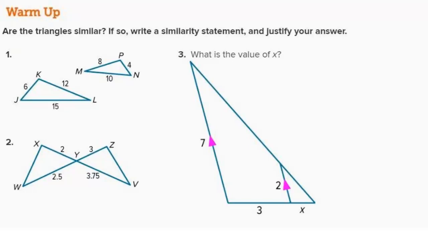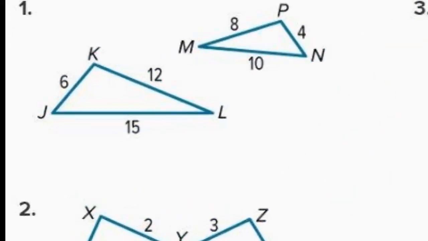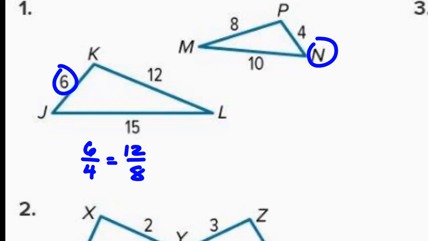All right, so number one, are these two triangles similar? Did it come out to be similar or no? Yes. We match up smallest side with smallest side, so that would be the 6 and the 4. And then we match up the medium sides together. That would be 12 and 8. And then the largest sides, 15 and 10.